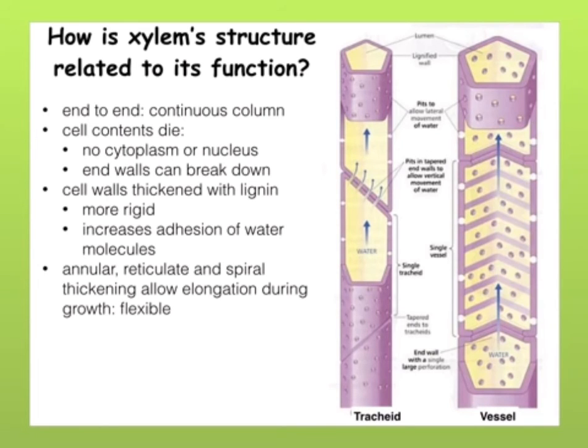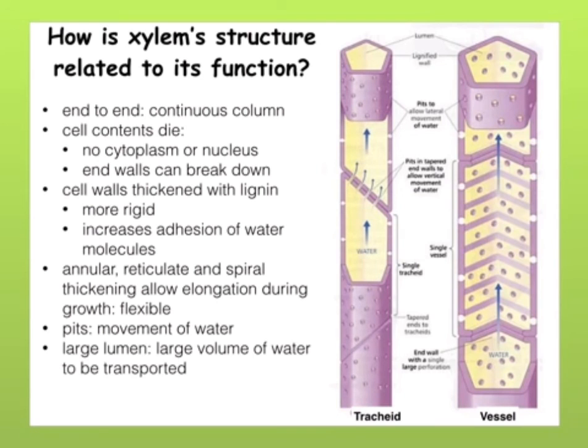Annular, reticulate, and spiral thickening allow elongation during growth. This allows the branches to be flexible and to be able to bend in the wind. There are pits throughout the cells to allow lateral movement of water. And they have a large lumen, which allows a large volume of water to be transported.